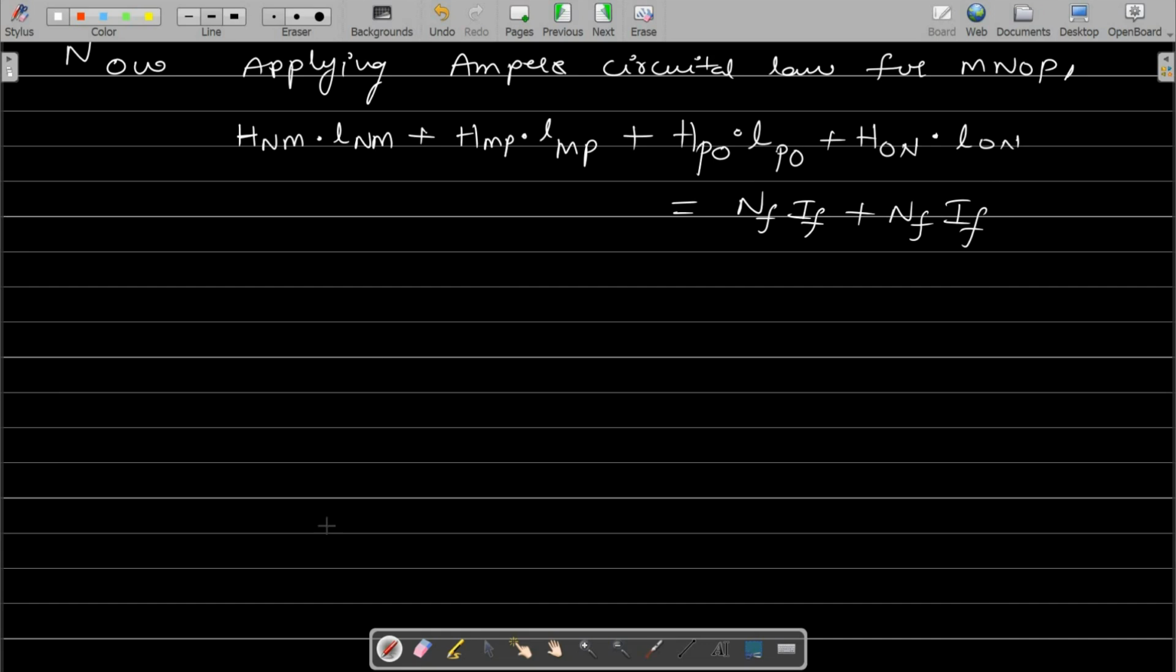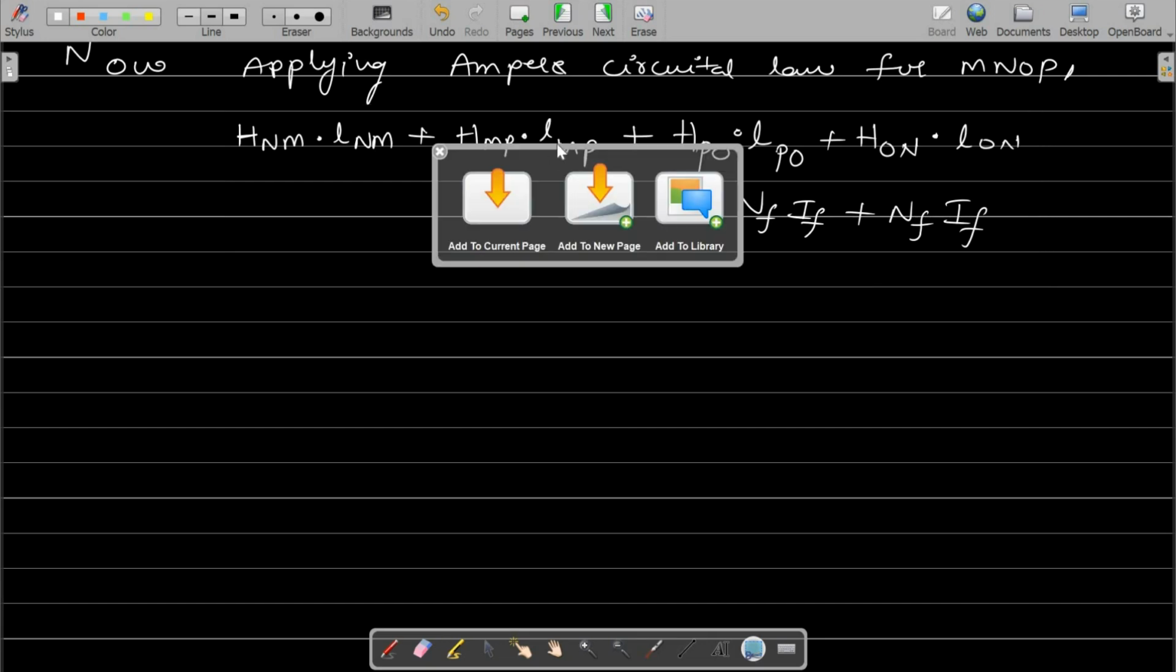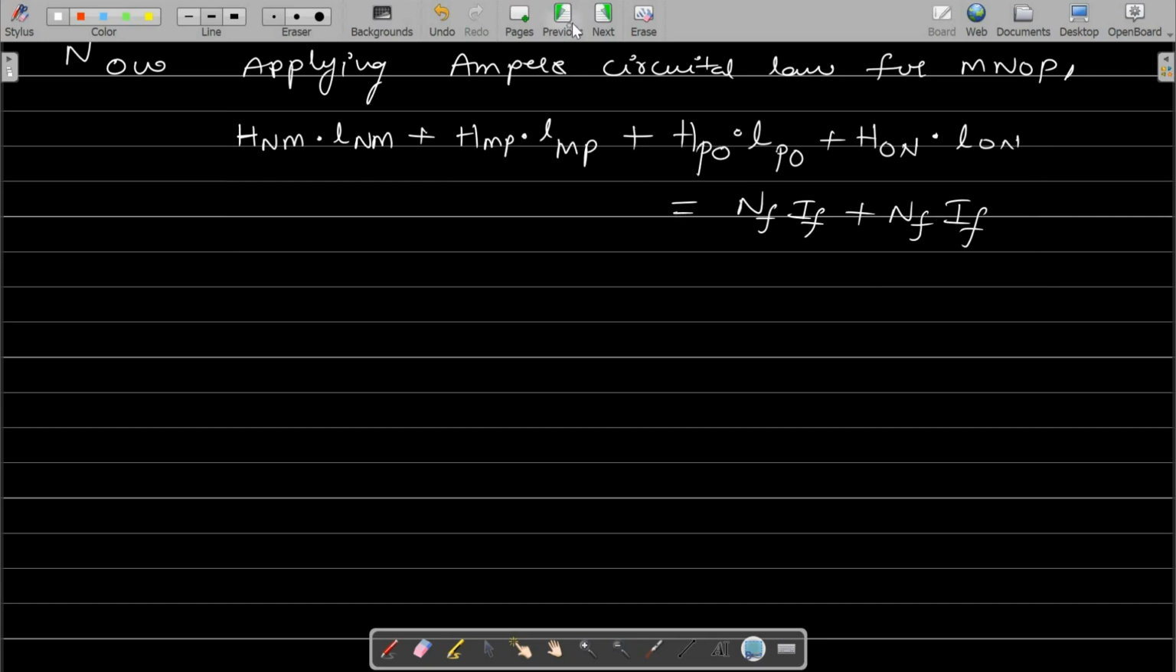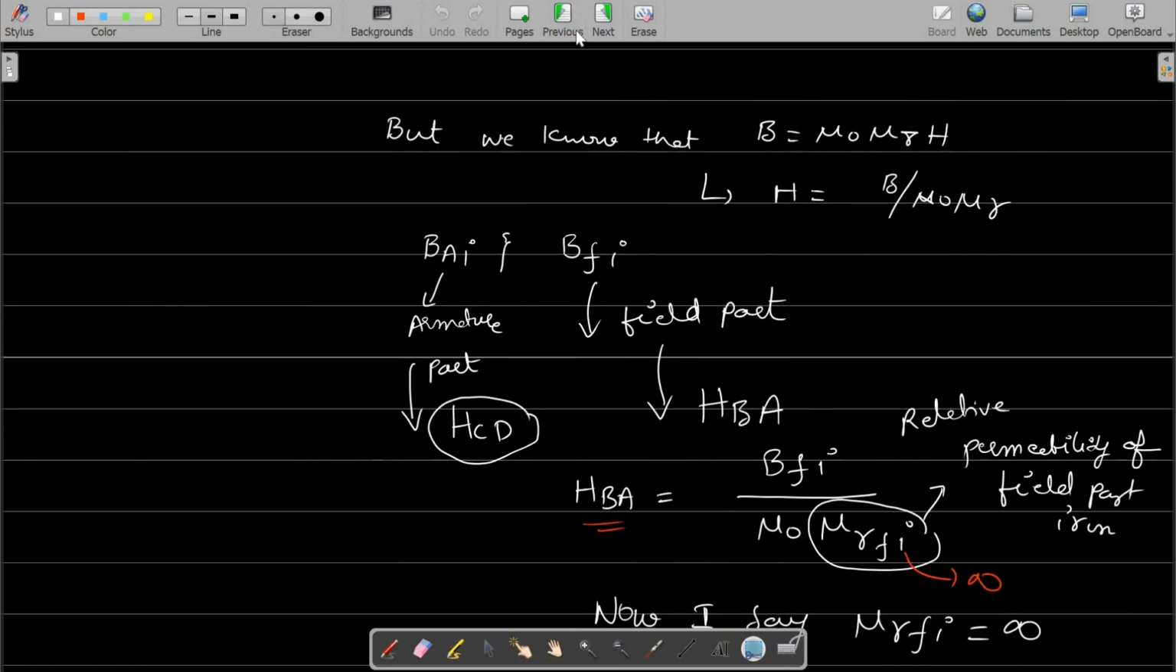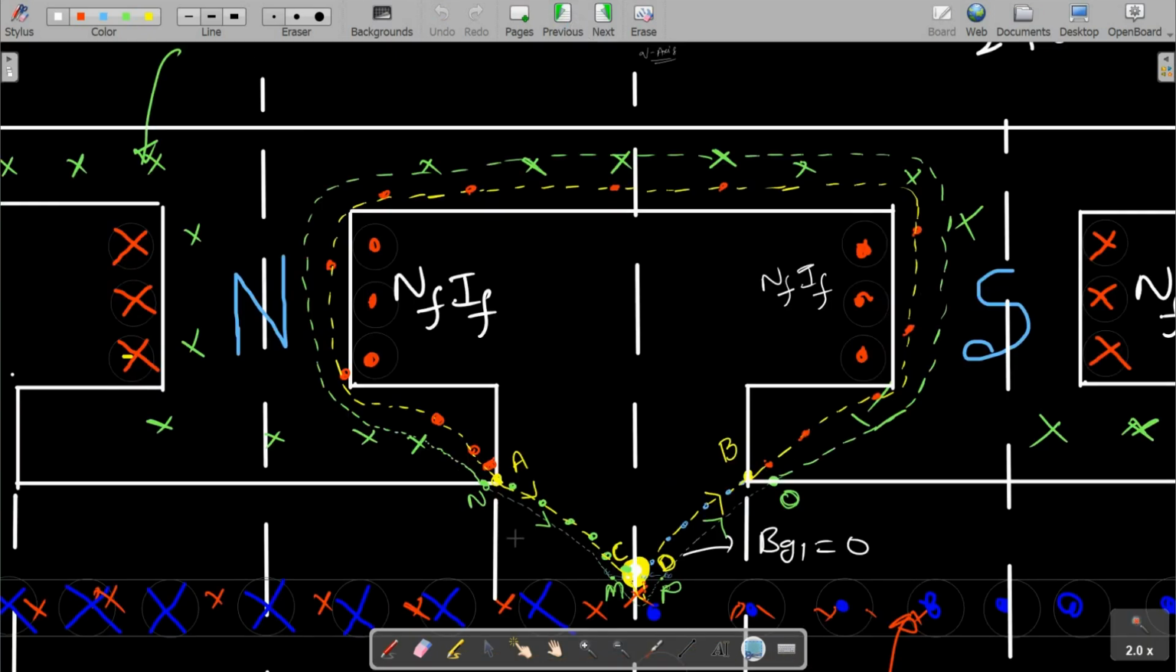Okay, now we will see the explanation, the same explanation as for the ABCD path. We'll see the explanation here. Just copy this thing, add to the library and we'll go to the page. The diagram is there.